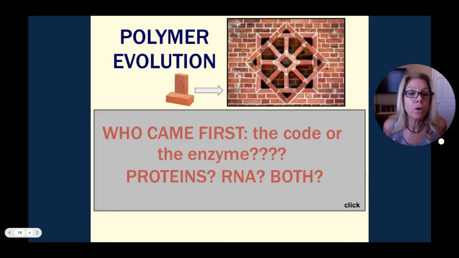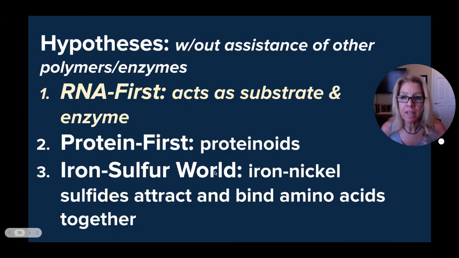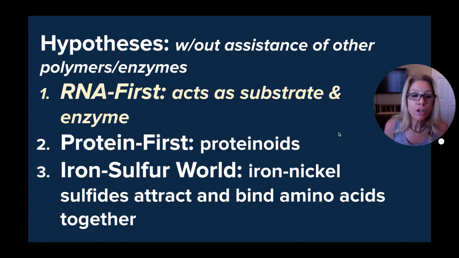Now we want to hook those bricks together to build our polymers. So the question is, who came first? The code to build the proteins, or did proteins come first to synthesize the building of the code, the nucleic acids, or did they originate at the same time? So, evolution of polymers. How do you make polymers without the assistance of other polymers?